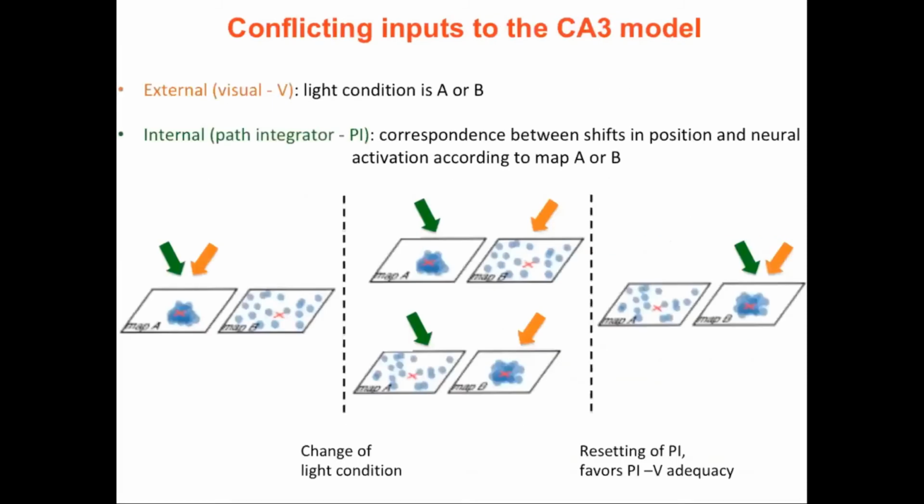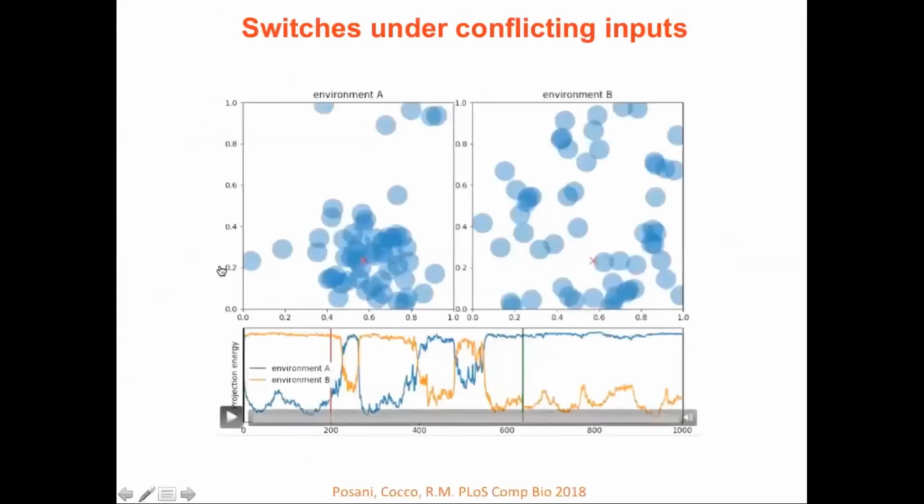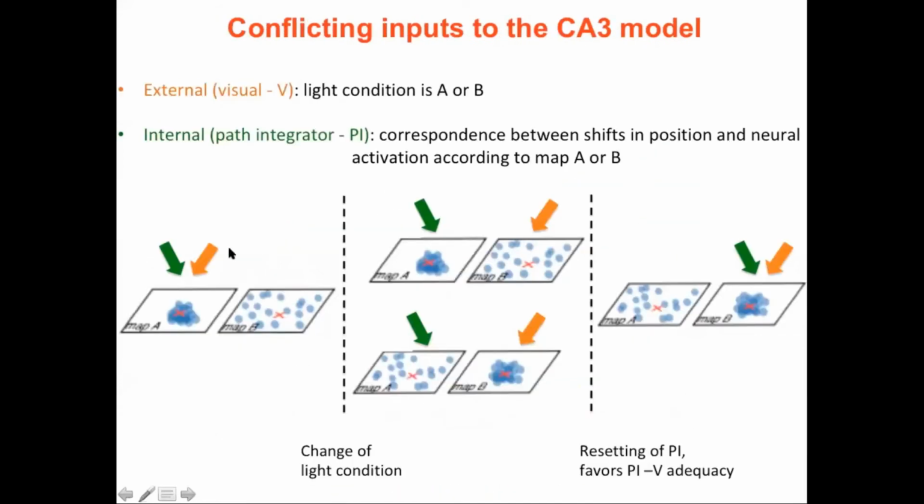So what we have supposed in the model is that the two sources of inputs were actually present. We have supposed that external inputs were sending some information to place cells, depending on the position of the animal in environment A or B. And also, inputs were related to the path integrator, depending on the position of the animal. So here you see what is going on in the model prior to the change of light conditions.